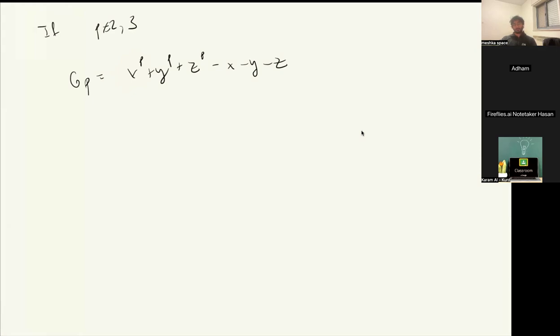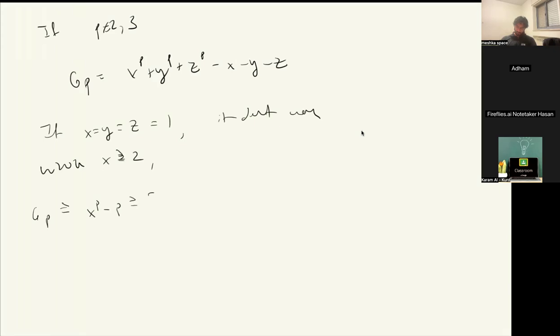So we know that at least one of the three numbers must be equal or bigger to 2, since having x equal to y equal to z equal 1 doesn't work. So we assume without loss of generality that x is bigger or equal to 2. So we group the x to the power of p and the minus x, and we know that 6p is larger or equal to x to the p minus x, which is 2 multiplied by 2 to the p minus 1 minus 1.